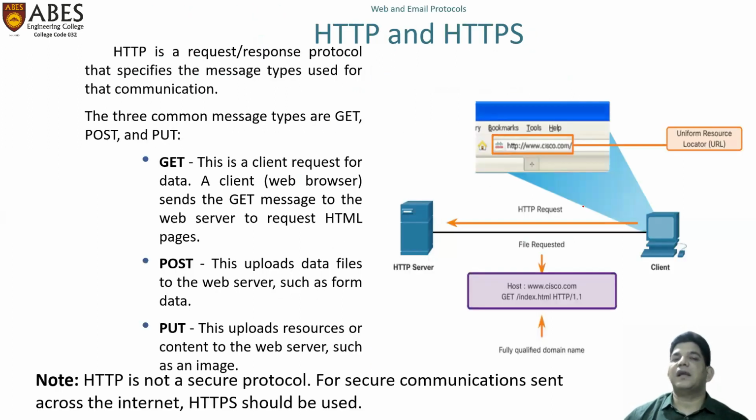Now in HTTP, at this time we are using one method, the GET method, but we can have two other methods as well, known as the POST method and the PUT method. The POST method uploads data files to the web servers, such as form data. The PUT method uploads resource content to the web server, like an image. So we have three common methods: the GET method, the POST method, and the PUT method.